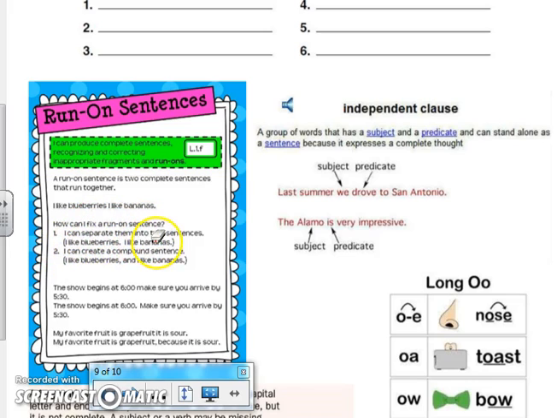How can I fix a run-on sentence? Well, first I can separate them into 2 sentences. I like blueberries, period. I like bananas, period. I also can create a compound sentence. I like blueberries and I like bananas. And you know when we make a compound sentence, it's 2 independent clauses connected with a fanboy or a conjunction. And that's how I can do it.